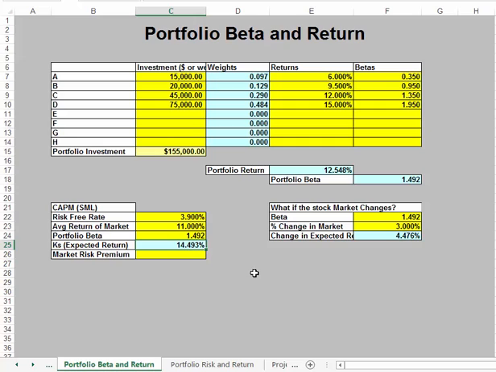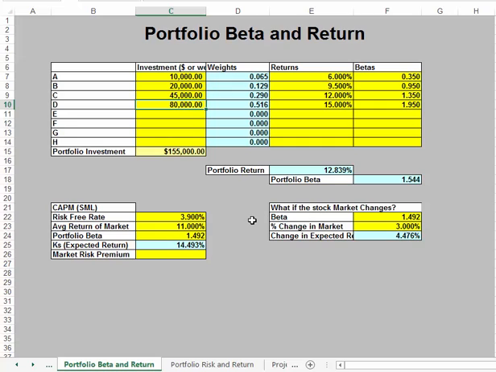Another question might be, if I wanted to get a higher return, what should I do? I've invested $155,000. What should I do? Well, maybe I want to take some of this low risk asset that's giving me a low return and change that $10,000, change it and put that up here, and change that up here to the higher risk one. You can see that obviously the portfolio return goes up, and so does the portfolio beta.